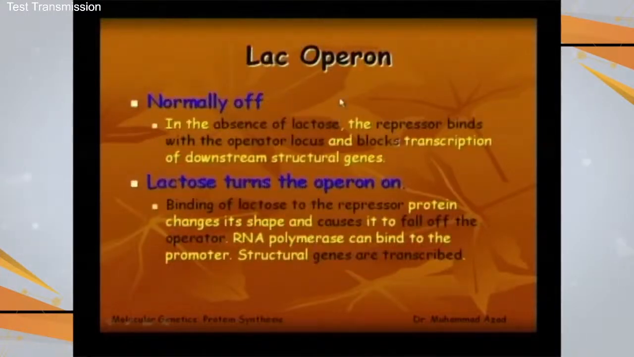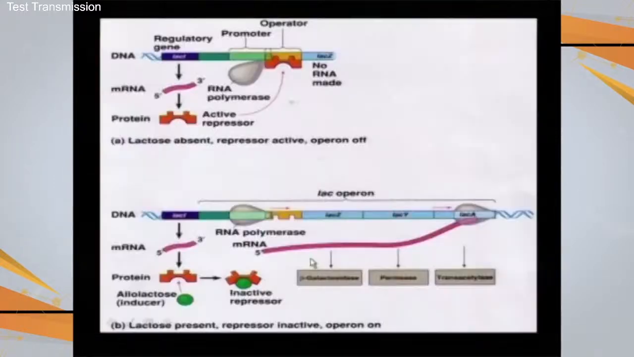Normally the Lac Operon is switched off. In the absence of lactose, the repressor binds with the operator locus and blocks transcription of the downstream structural genes. Lactose turns the operon on. Binding of lactose to the repressor protein changes its shape and causes it to fall off the operator. RNA polymerase can bind to the promoter, and the structural genes are transcribed.